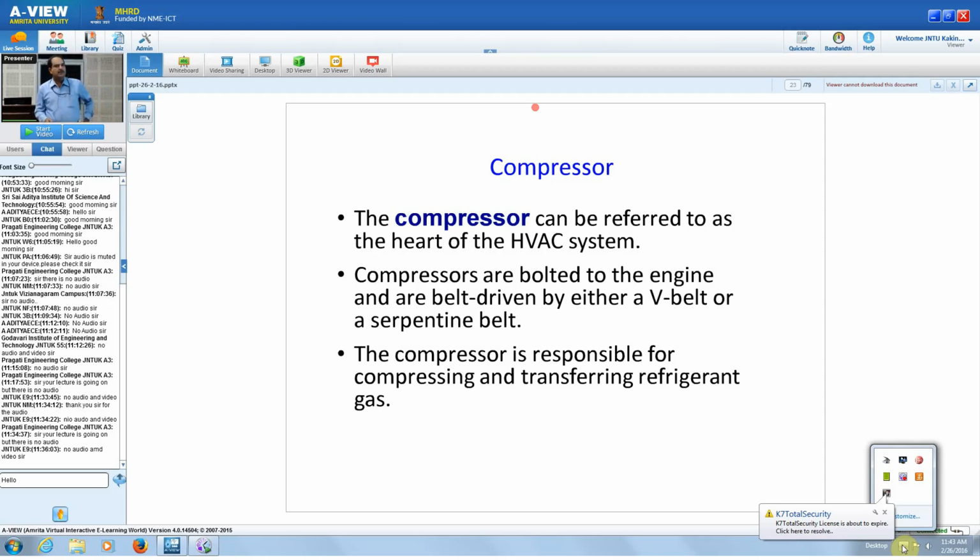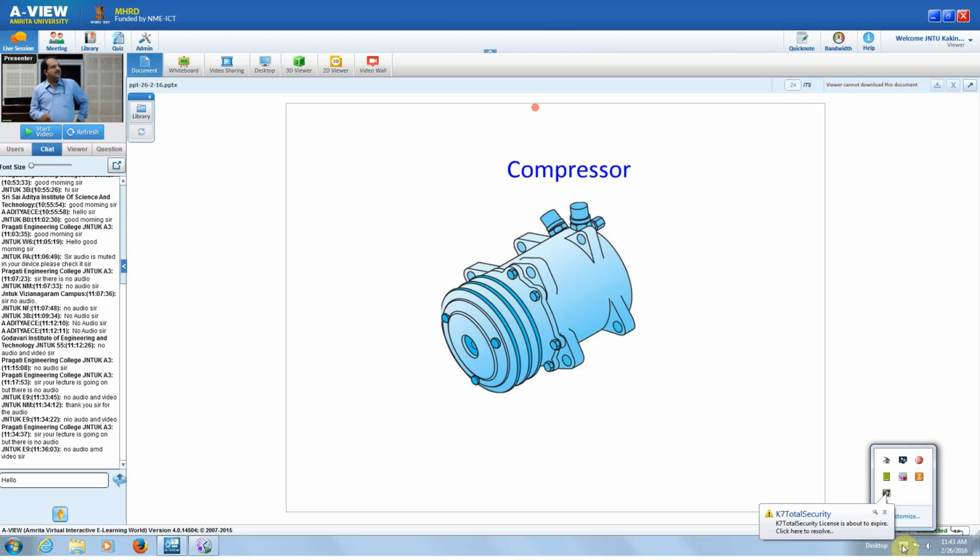Next slide. This is the compressor generally, but in the household refrigerator, this compressor is maybe vertical. Maybe it is coated with black color in your domestic refrigerator. Why is it black? I think you have studied heat transfer. Why is it black? Okay. Next.